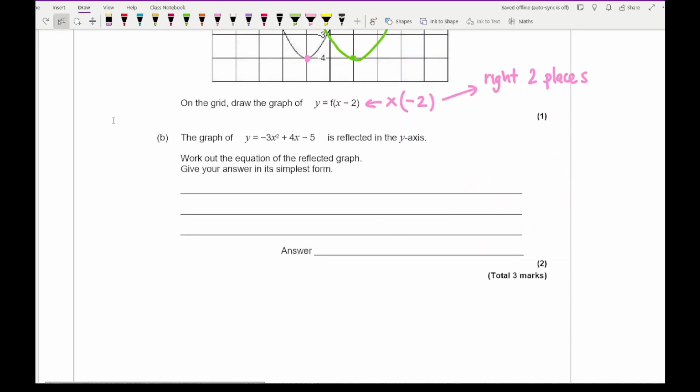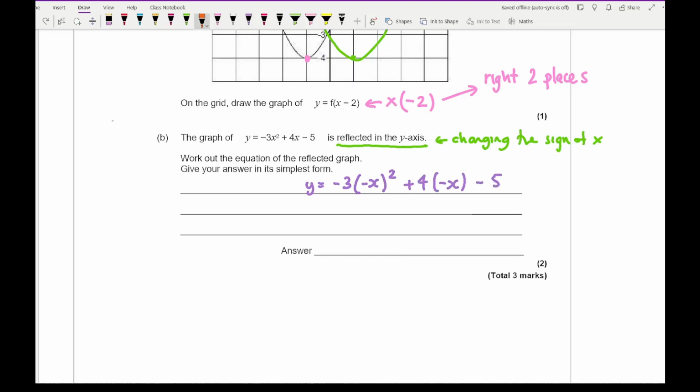Then for question B, it says the graph of y equals minus 3x squared plus 4x minus 5 is reflected on the y-axis. Work out the equation of the reflected line. Now if it's reflected on the y-axis, what we're doing here is we're changing the sign of x. So what that then becomes is y equals minus 3, and it's going to be minus x squared plus 4 minus x minus 5.